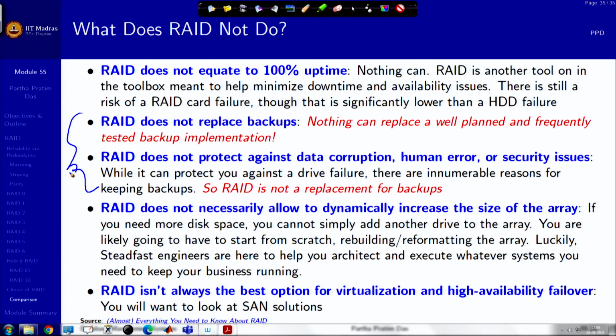It is not easy to just plug in some more disks and increase your array. You have to rebuild the RAID. So, it takes time, and it is also not the best option for virtualization or high availability failover, which are provided by other solutions like SAN or NAS and stuff like that.